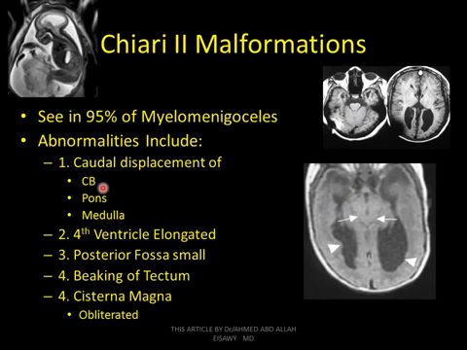Chiari 2 malformation, as we see in MRI of a fetus with congenital anomalies. Chiari 2 malformation is seen in 95% of myelomeningocele. Abnormalities include caudal displacement of cerebellum, pons, and the medulla. Fourth ventricle elongated, posterior fossa small, peaking of tectum, cisterna magna obliterated.